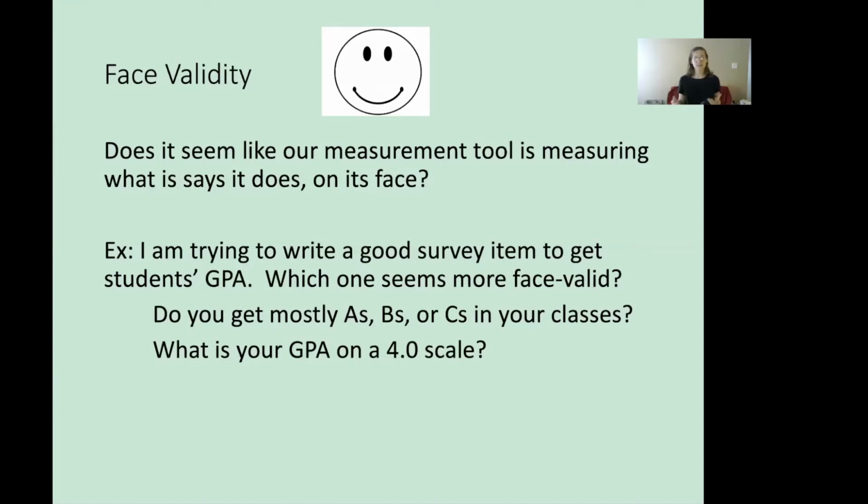That's right. The second one, what is your GPA on a 4.0 scale, would be the more face valid one. Now, we haven't done any tests to get any kind of number of validity or anything like that, but face validity just means, with your best judgment, does it look like it makes sense?